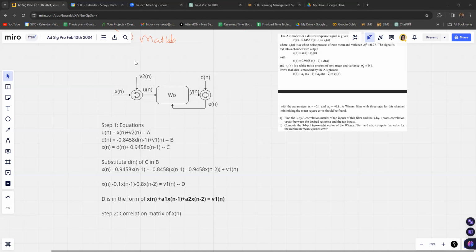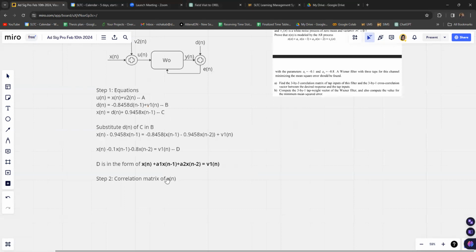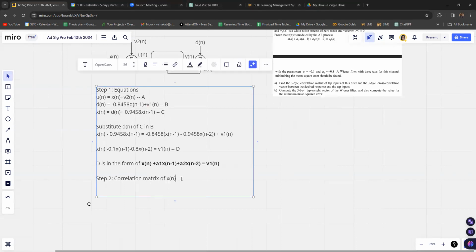So we know the V2 variance, and therefore the correlation matrix of V2 can be found. Xn, of course, we don't know, and therefore we need to find it using the Yule-Walker equations. So finding the autocorrelation matrix of Xn is the second step. In order for us to do that, we can write the Yule-Walker equations, and we can solve those equations.